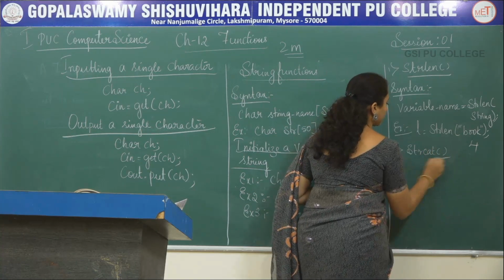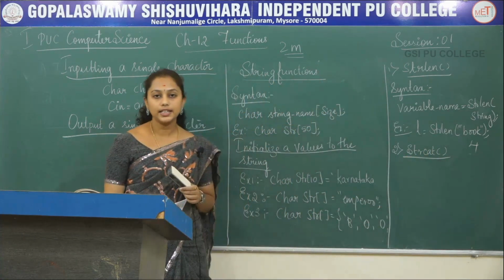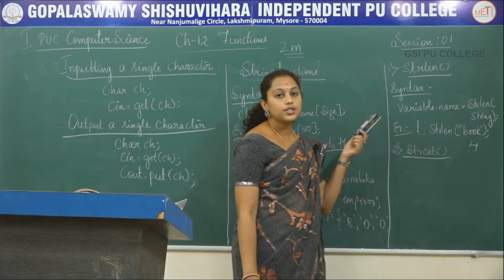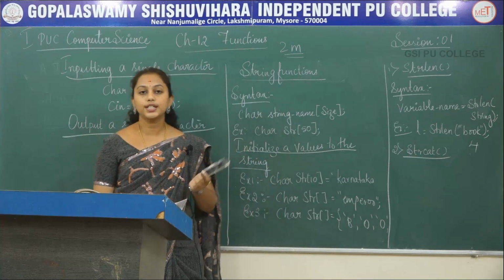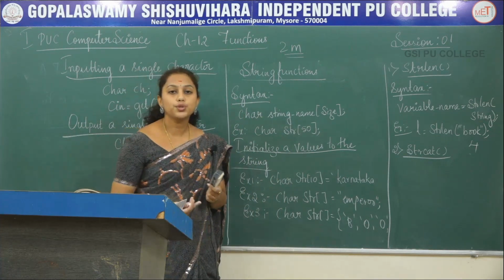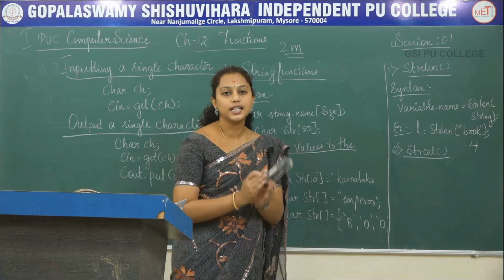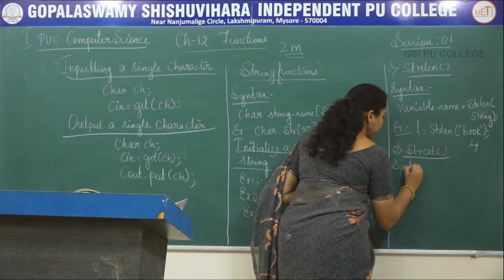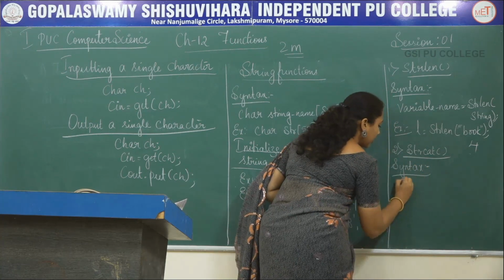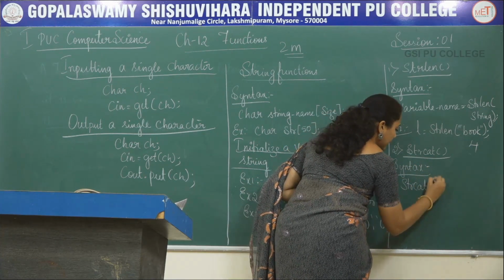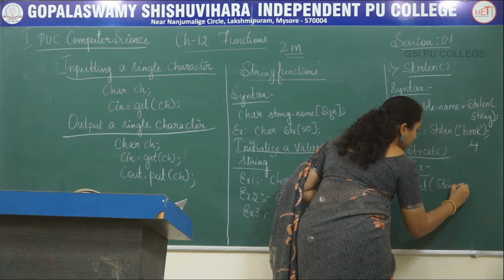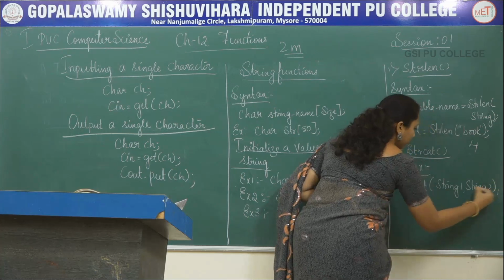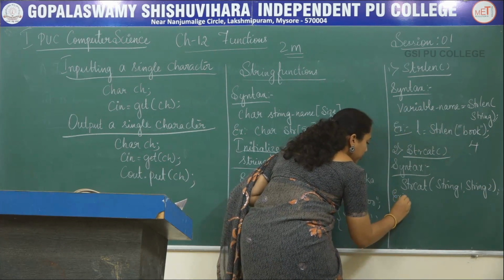Next string function is the string concatenate function. So why do we use the string concatenation function? It is used to concatenate two strings together to form a single string. So what is the syntax for that? strcat of string 1 comma string 2.